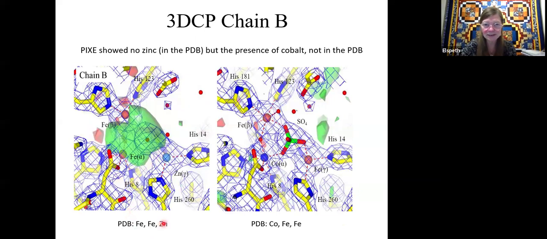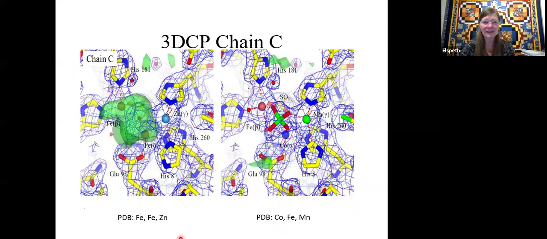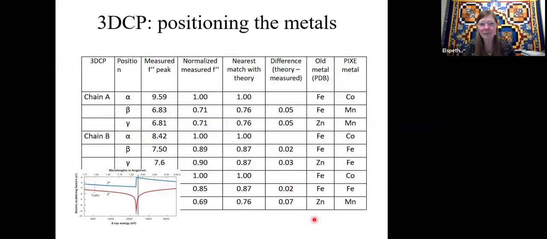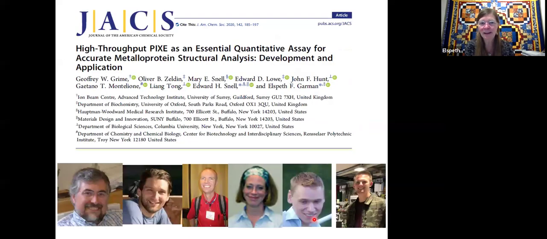They got 2 irons and a zinc, but it was actually cobalt and 2 irons. And then chain C, they had iron and zinc in the Protein Data Bank, and it was cobalt, iron, and manganese. So this was a complicated example which we were only able to untangle because of the anomalous signal. And I'll just show here how we did that with the anomalous. I won't go into it now, but basically we were able to place the metals, whereas the PIXI technique on its own can't, but in combination with the anomalous signal it can. And that was our paper, which came out in JACS.